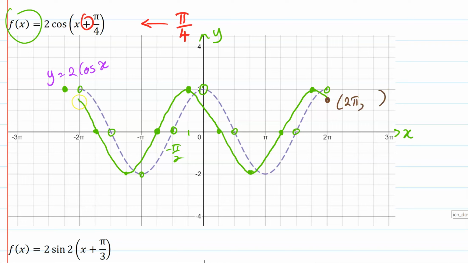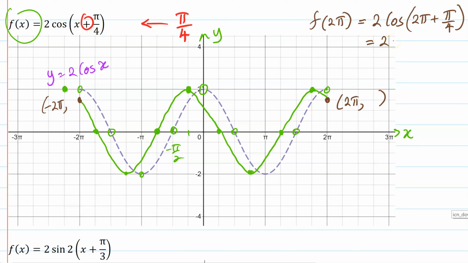Okay, how to find these endpoints? Well, that's negative 2 pi. I need to find the endpoints. What I need to do is sub those points into my function, simply finding f(2 pi). So how to find f(2 pi)? 2 cos x is 2 pi, so 2 pi plus pi on 4, simply replacing x with 2 pi here to find that value. Well, what is that? 2 cos of 2 pi plus pi on 4.